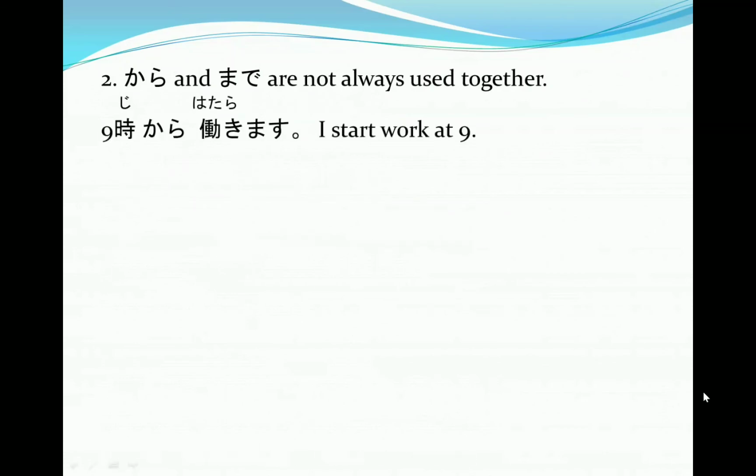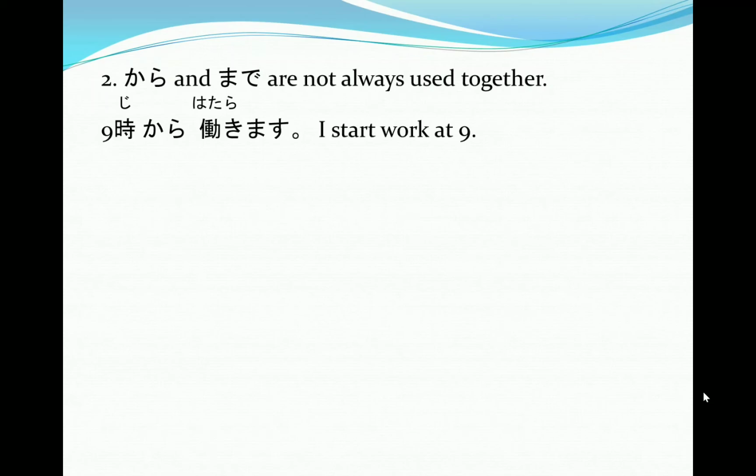Now, you have to remember that sometimes when we're stating a certain starting point or place, we don't know when or where we'll end, right? So with that, always remember that kara and made may or may not always be used together. For example, 9時から働きます. I start work at 9. The speaker may have said that he or she will start working at 9, but then again, he or she doesn't know what time exactly the work ends. So you could just state the starting point or kara in a sentence.